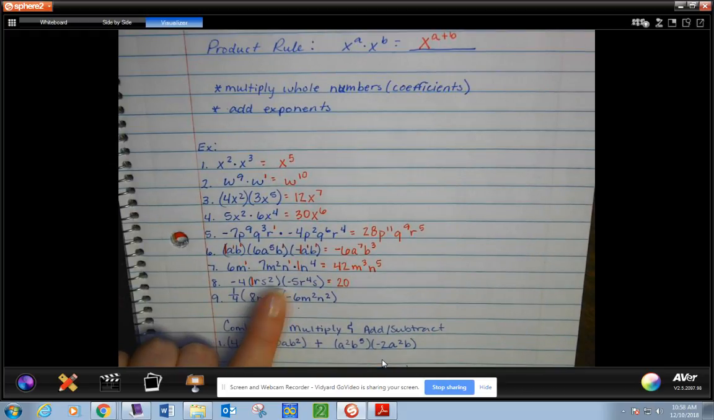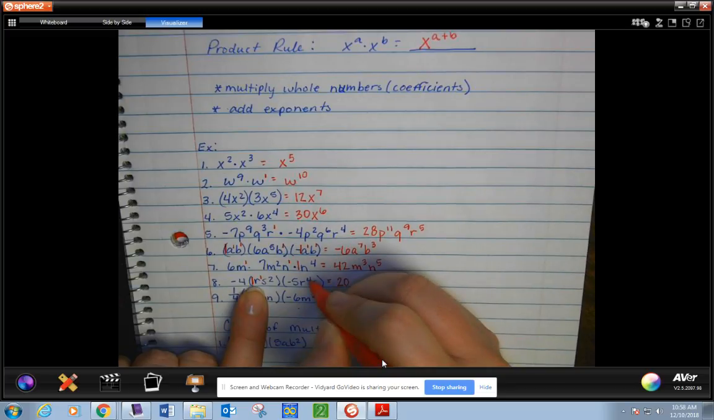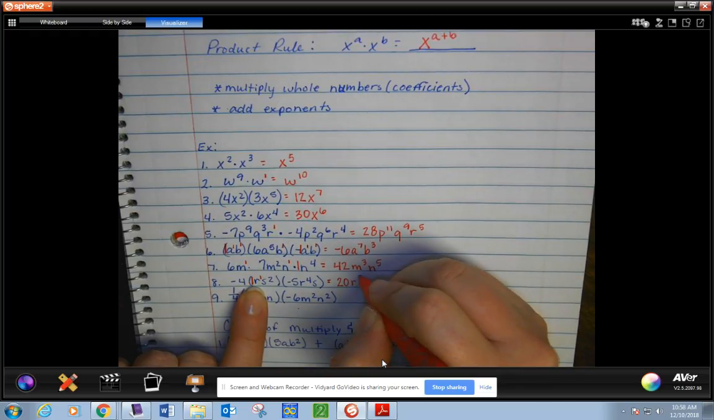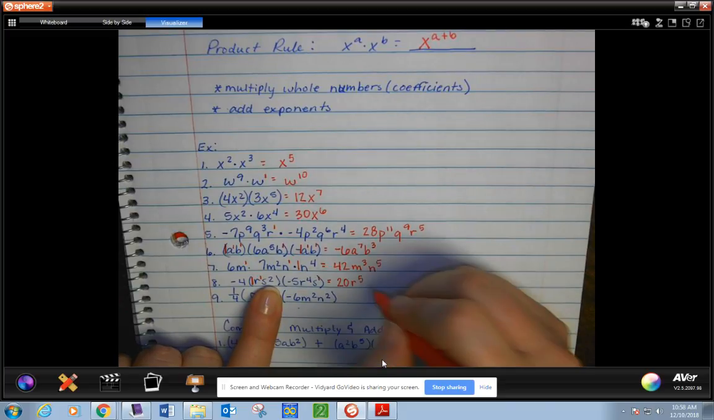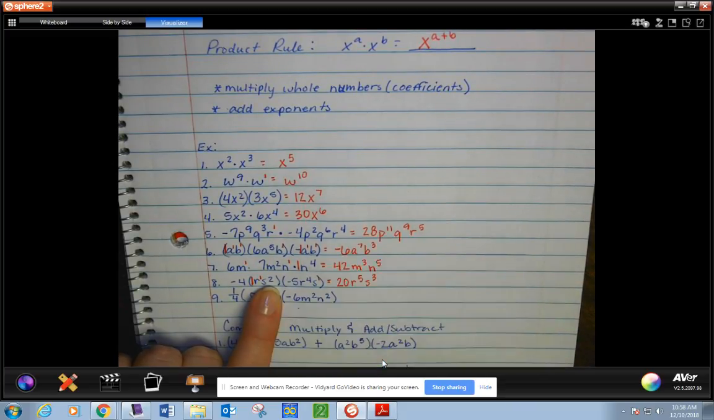Now I add my letters. I don't have any letters on the outside, so I'm just going to look right here. I have an R1 and an R4. 1 plus 4 makes R5. I have an S2 and an S1, so 2 plus 1 makes S3.